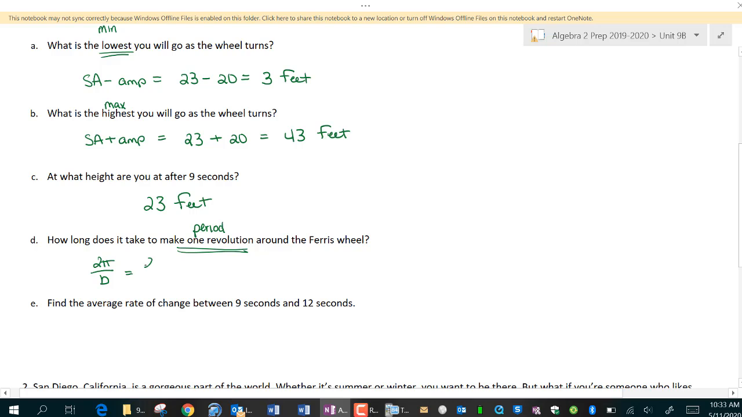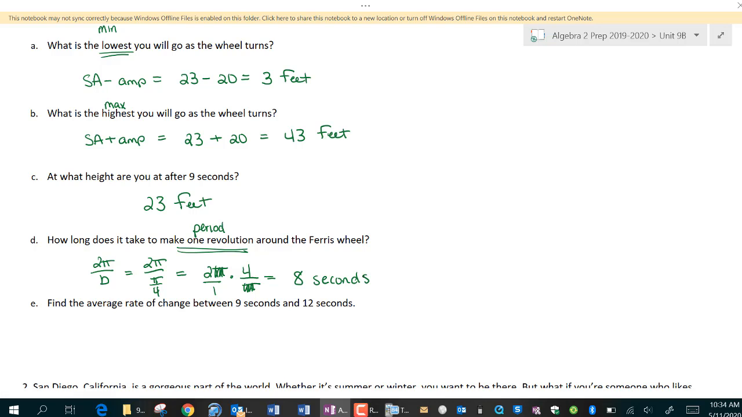So if I wanted to take 2 pi divided by pi over 4, remember with fractions, instead of dividing by a fraction, you want to multiply by the reciprocal. So I'm going to do 2 pi times the reciprocal, so 4 over pi. So I can put this over 1 to make it a fraction. The pi's cancel out, so I'm left with 2 times 4, which is 8. So it's 8 seconds for one revolution. That seems a little fast there.